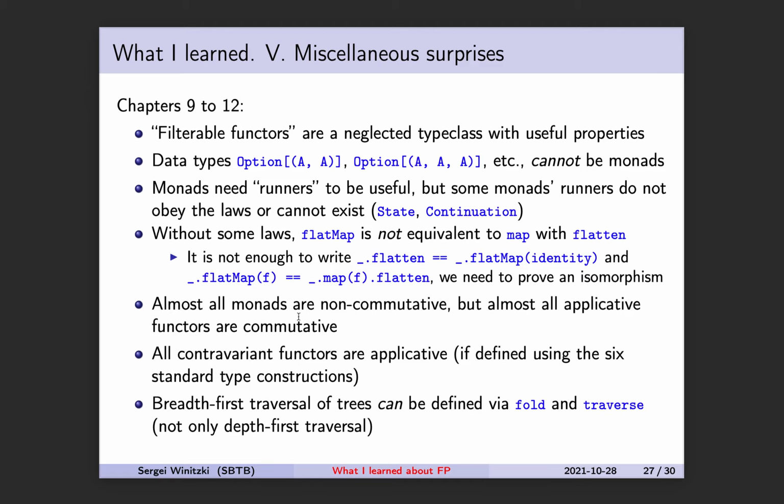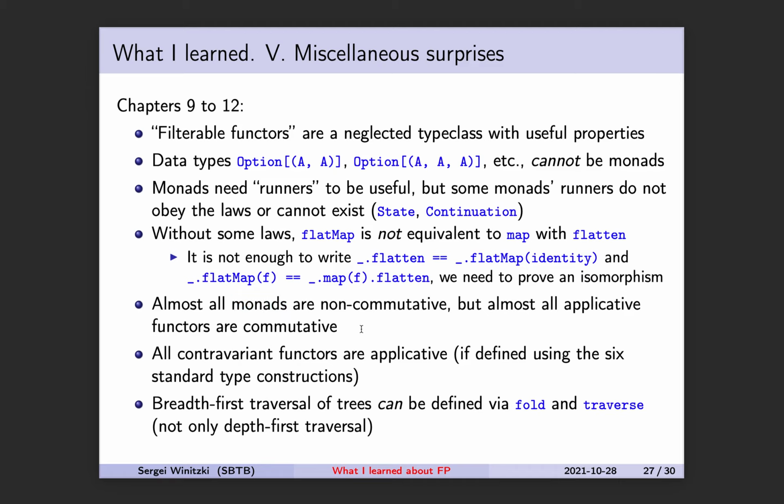So another thing I found is that almost all monads are non-commutative, but almost all applicative functors are commutative. So the fact that all monads are applicative is not very useful. The applicative functors we want to use are pretty much all commutative, and the applicative functors that come from monads are not going to be commutative. So applicative functors have to be defined separately, even though the same type constructor is a monad.